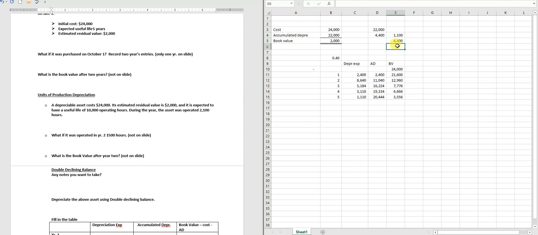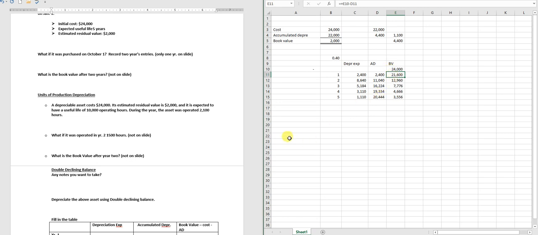So unlike double declining balance, notice I could just pull this, but be careful in double declining balance because you always compute it based on book value. So my book value at the end of the first calendar year will be different depending on the number of months I had it.